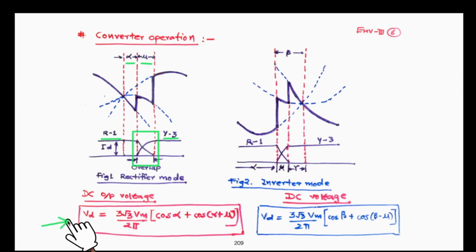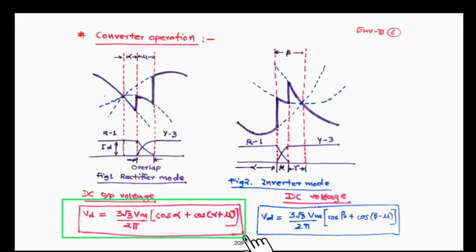Kindly focus your attention. The DC output voltage available at the rectifier end can be represented by a standard equation, shown down at the bottom. VD is equal to 3 root 3 Vm upon 2 pi, times cos alpha plus cos of alpha plus mu. We can clearly see the DC voltage depends upon the firing angle and commutation overlap, and also on the peak phase voltage of the AC side.